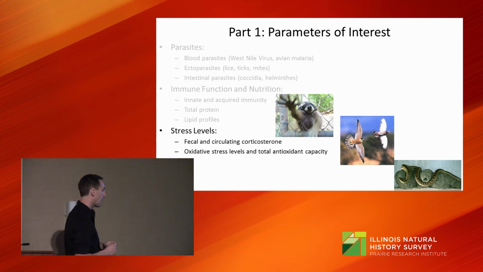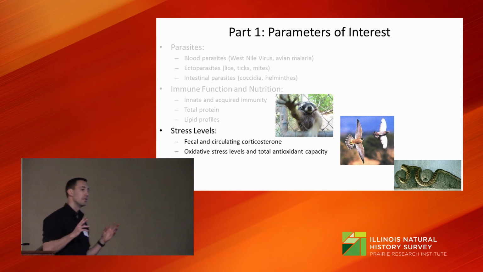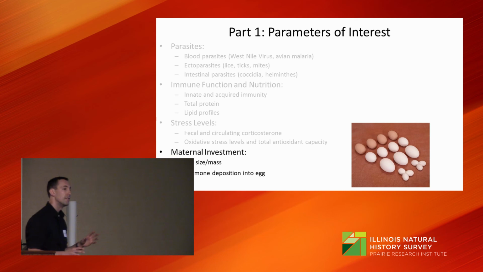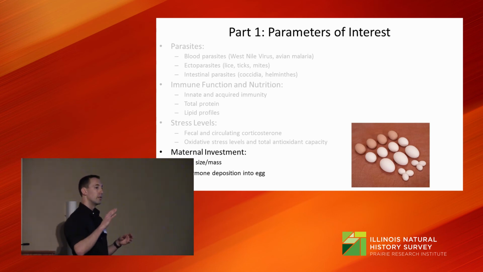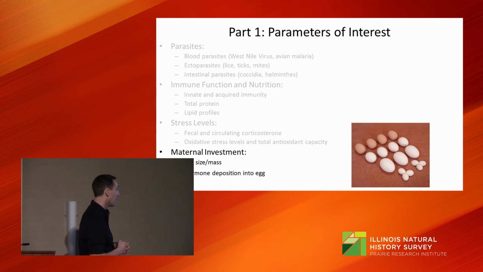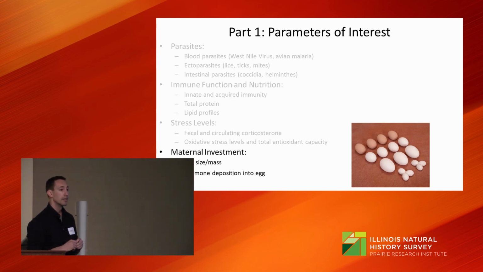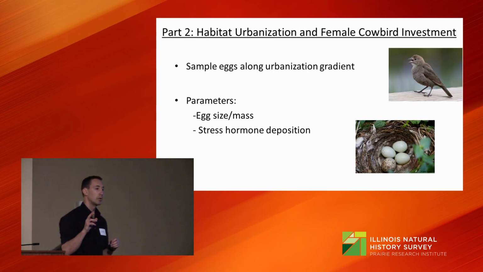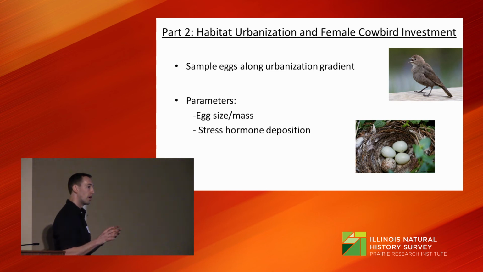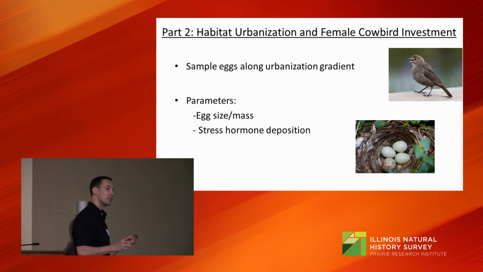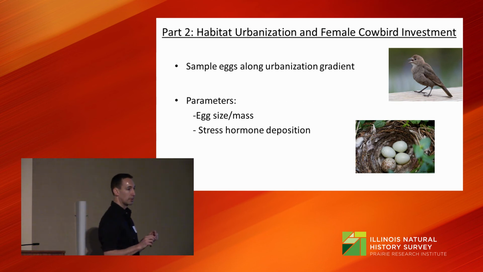And then finally, I'm going to be looking at egg size and egg mass, as well as the deposition of different hormones into the eggs, to see if females of these different species allocate resources differentially along this urbanization gradient. Now, for the second project, I'm going to be looking at patterns of maternal investment in the brood parasitic female brown-headed cowbird along the same gradient, using the same techniques to see if female cowbirds adjust strategies along this urbanization gradient based on their host's nest site location.